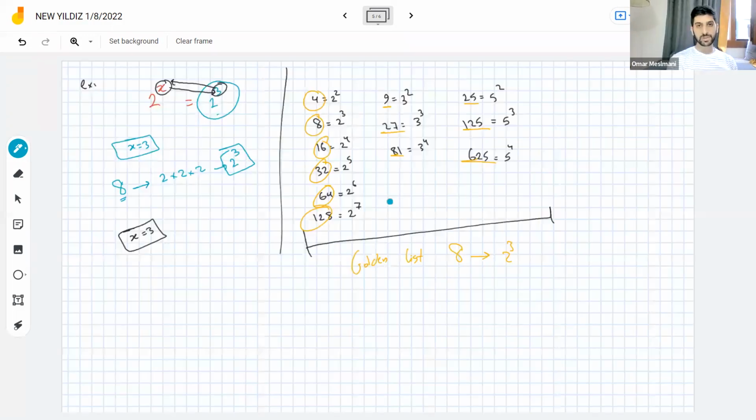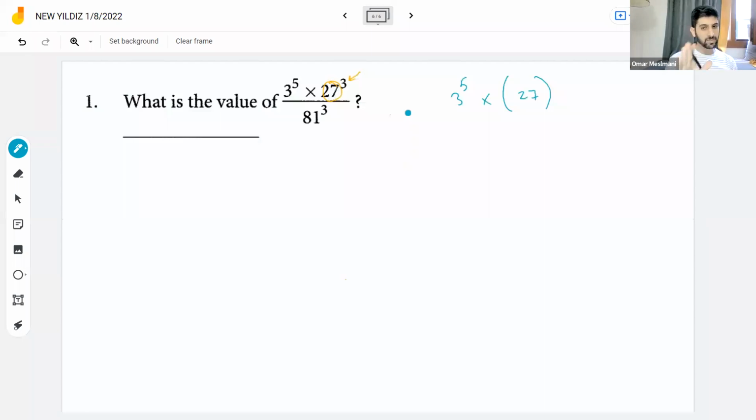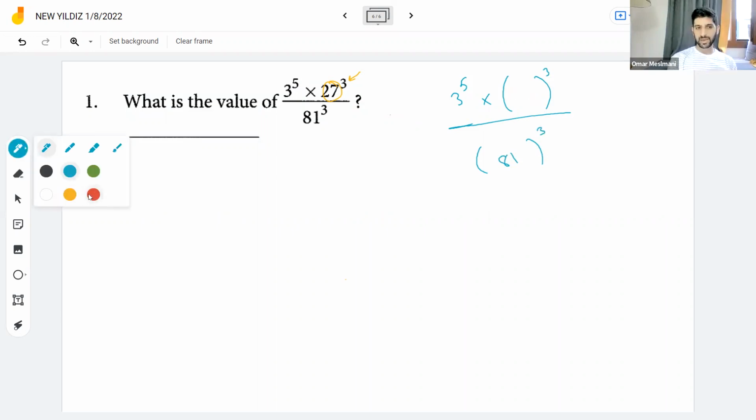You see it? By the way, he will never give you numbers that you can't use from the golden list. He will never give you 50 or 75. He will give you numbers that you can use from the golden list. So that's 27 power 3 over 81 power 3. Again, what I'm doing, I'm going to delete the 27. I'm not going to keep the 27 as 27.